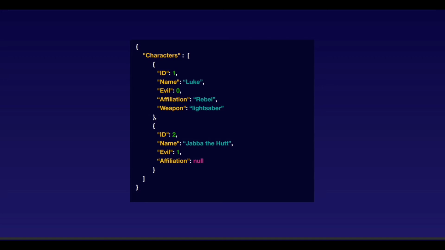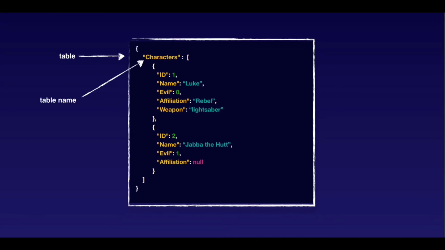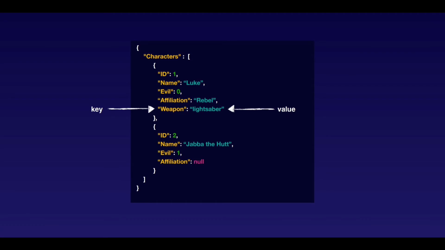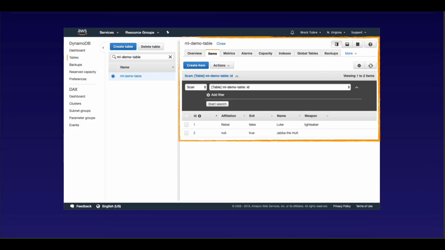Now all of this data is considered the table in DynamoDB, and the actual table name is defined as characters. Now within that table we have different items. So we have two items here, and then within those items we have key and value pairs. So a key will be weapon and the value for that key would be lightsaber, and the combination of a key value pair is going to make up an attribute. And within the AWS console it gives us a user interface where we are able to interact with our NoSQL database.